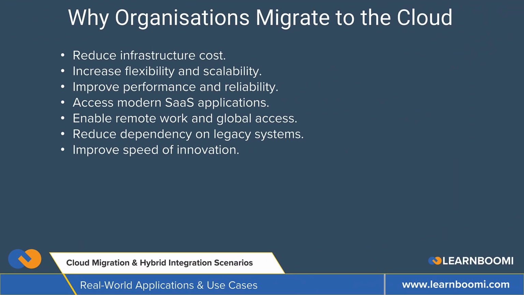And why do organizations migrate to the cloud? Companies migrate to the cloud for many well-known reasons. First, they want to reduce the infrastructure cost. It increases flexibility and scalability. They want to improve performance and reliability. They want to access modern SaaS applications, or enable remote work or global access. It reduces dependency on legacy systems. Also, they want to improve the speed of innovation. This shift brings integration challenges that must be solved properly.